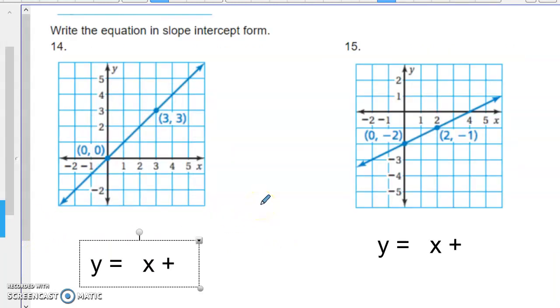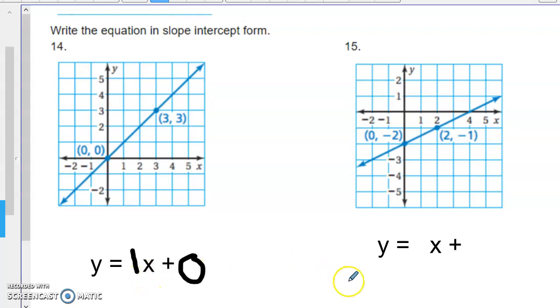Question 14 says, write the equation in slope-intercept form. So the 2 things I have to find here would be my slope and my y-intercept. I'm going to start with my y-intercept because that's the easiest. This blue line crosses here at 0, so my y-intercept would be 0. My slope would be up 1, 2, 3, over 1, 2, 3. Well, 3 over 3 can be simplified to just be 1x. And again, since it's adding 0, you can just forget that part and just write y equals 1x as your slope-intercept form for that equation.